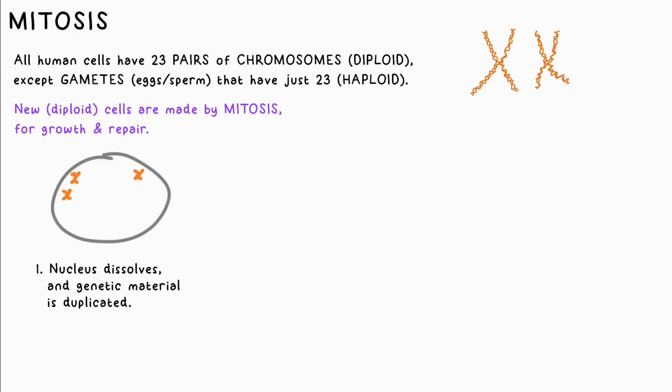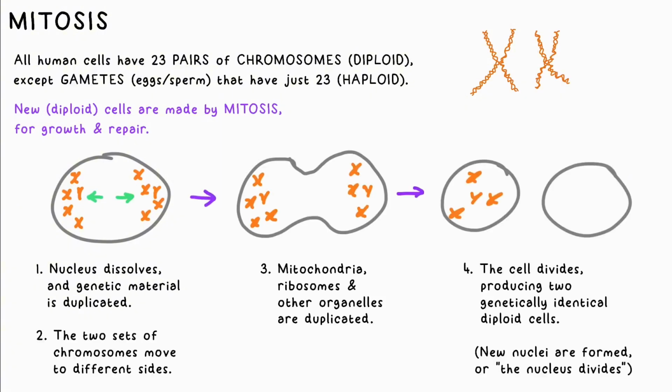The genetic material is duplicated and the number of ribosomes and mitochondria is doubled as well. The nucleus breaks down and one set of each chromosome pair is pulled to opposite sides of the cell. A new nucleus forms in each of these to house the copied chromosomes, and we now have two identical cells. By the way, AQA just say the nucleus divides, which isn't quite right, but you will get the mark if you put it. Cells specialize depending on the function they need to fulfill.